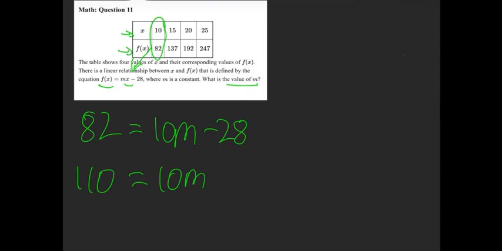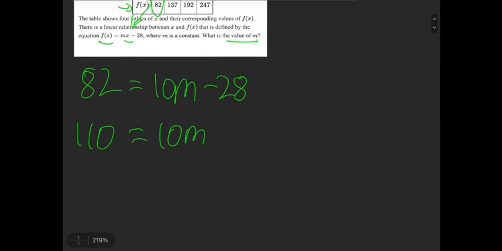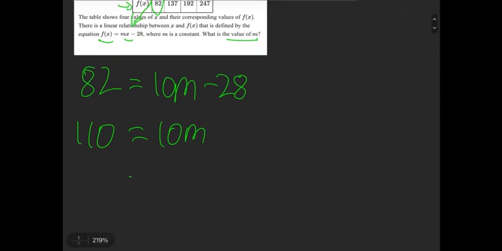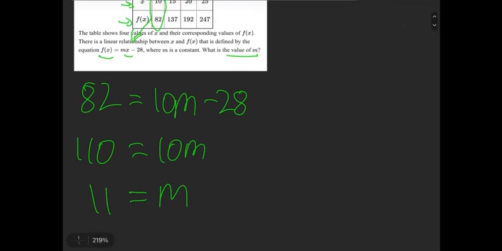So I'm going to pick one pair and substitute it back into the equation, which gives us 82 equals 10m minus 28. Now we can just solve for m by adding 28 on both sides first. That gives us 110 equals 10m. Dividing both sides by 10 gives us m equals 11, which is our final answer.